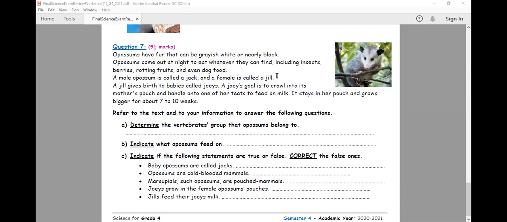And the last question, we're talking about opossums. Opossums have fur. What does this mean? When an animal is covered with fur, this means that they're mammals. Perfect. So let's start with the first question. Determine the vertebrate group that opossums belong to.